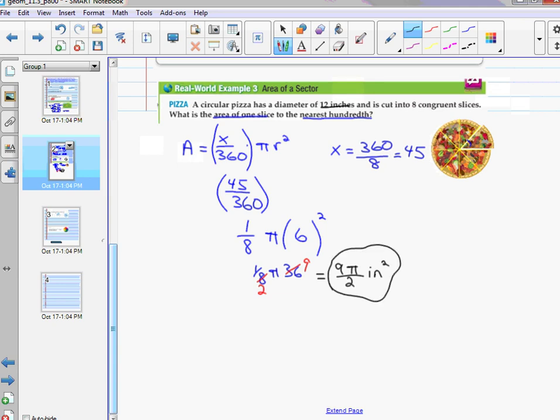Since they said to the nearest hundredth, what do your calculators say? Nearest hundredth, 14.14 inches squared.